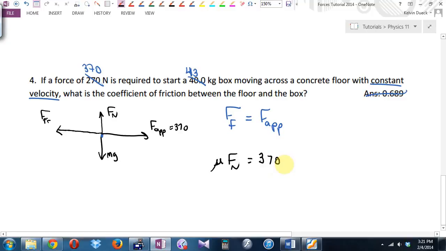Jake, what's this question asking me to find? It's asking me to find mu, right? How would I get the mu by itself? Divide. Yep. So I get this. Mu equals 370 divided by the normal force. And now, my friend, here is where I say, I don't know the normal force. Oh, but look. I know another force the same size as the normal force.